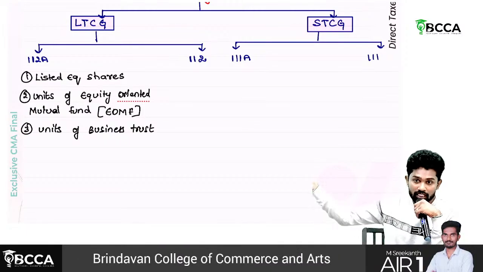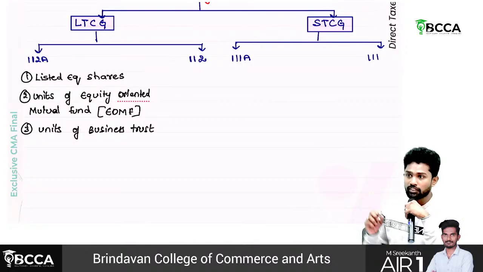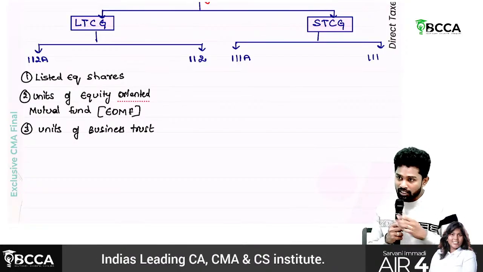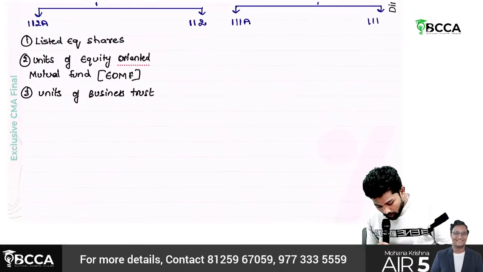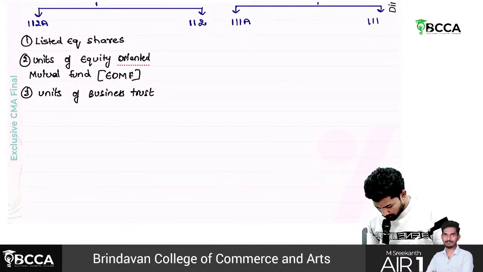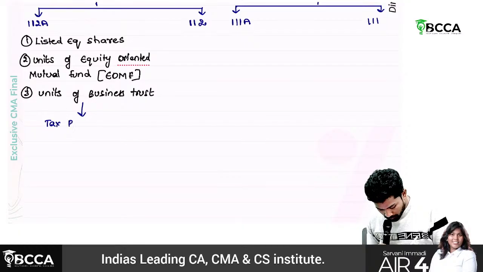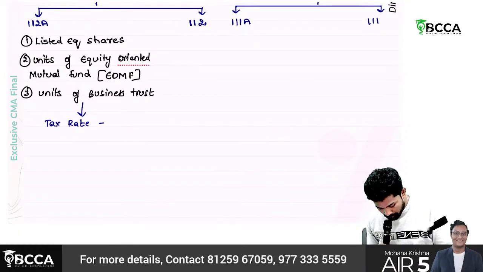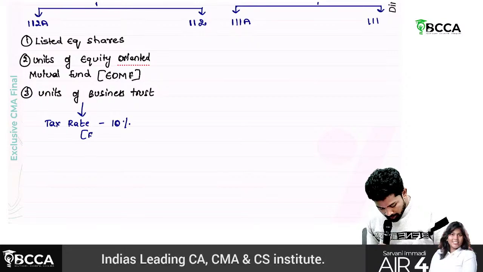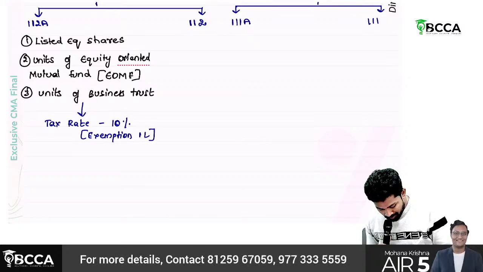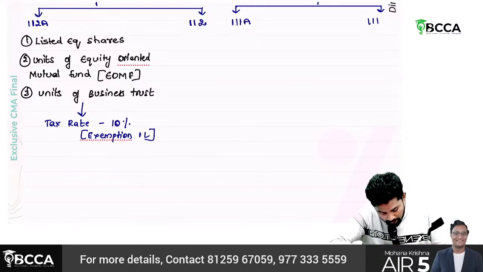Listed equity shares, units of equity-oriented fund, units of business trust. These three are covered under section 112A. On this, the tax rate is 10% and the exemption is 1 lakh. Tax rate 10%, exemption 1 lakh.